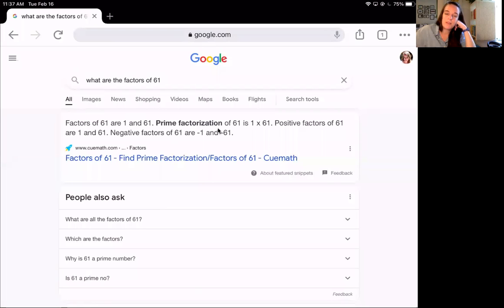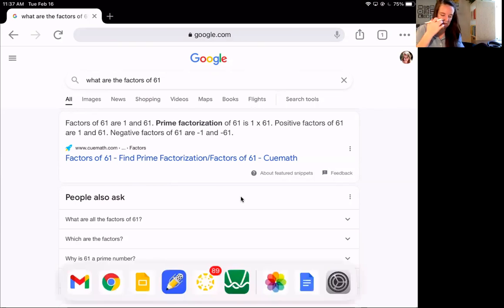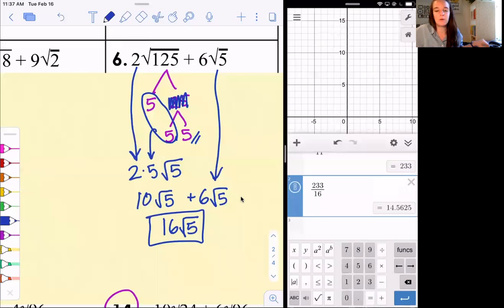So when the only thing you can do is 1 and 61, you're like, oh, well, I must be done. If it's a prime number, you can't keep going. Does that make sense? Oh, okay. There probably won't be a lot of that, because what we're practicing right now is putting them together, so most of them won't be prime. But 5 is a prime number, 2 is a prime number, 3 is a prime number. It's any number that you can't break down anymore.